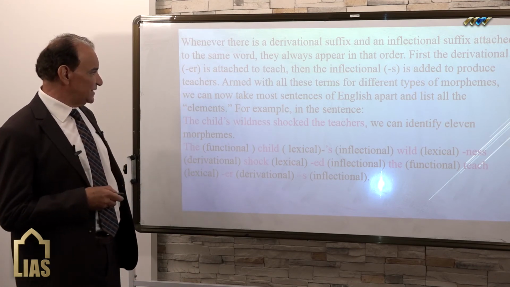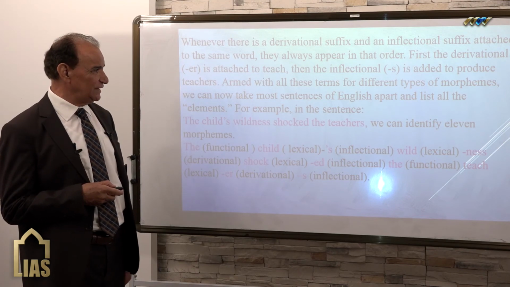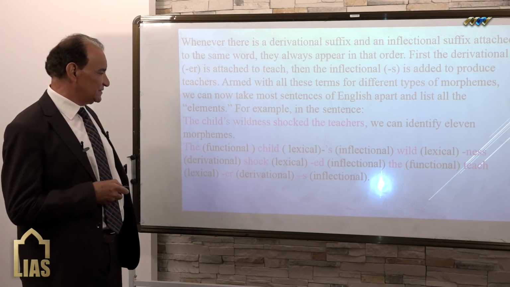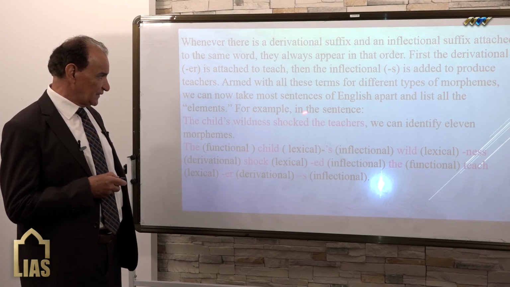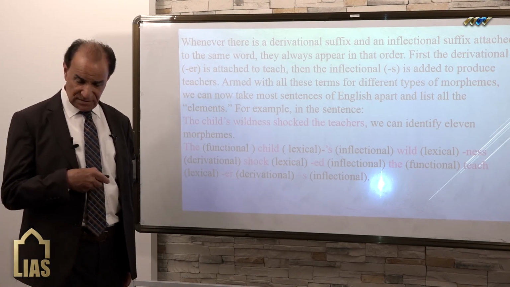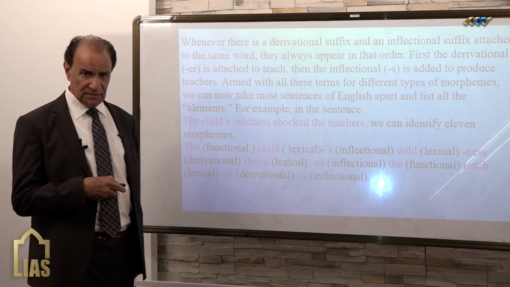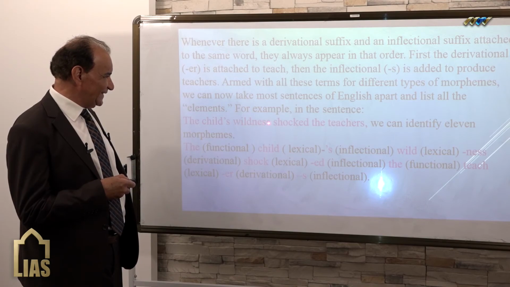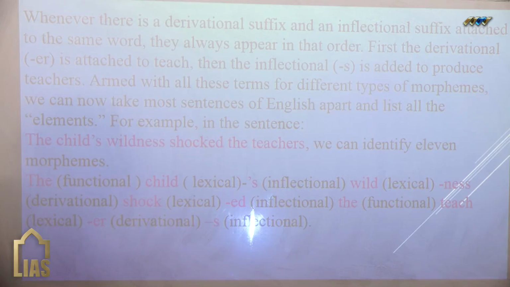Armed with all these terms for different types of morphemes, we can now take most sentences of English apart and list all the elements. For example, in the sentence, this is a good exercise, okay? The child's wildness shocked the teachers. Here we can identify 11 morphemes.